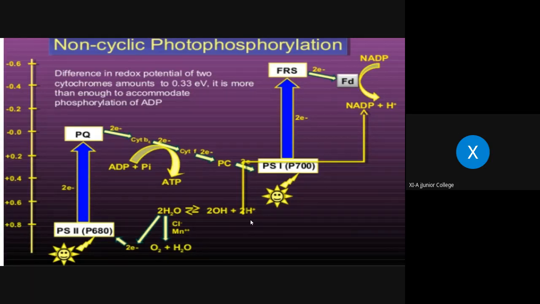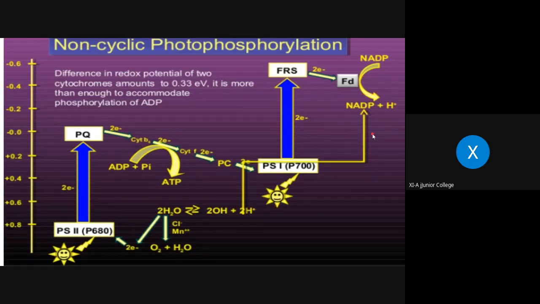Clear? Then these H plus ions, not molecules, these ions are accepted by NADP to form NADPH. Are you getting this point? Electrons are accepted by FRS, then FD, and then it combines with NADP, and that NADP receives hydrogen ions. From where does this hydrogen ion come? Through photolysis of water. That's why I'm telling you. So through photolysis of water, whatever hydrogen ions are produced, they are accepted by NADP to form NADPH.